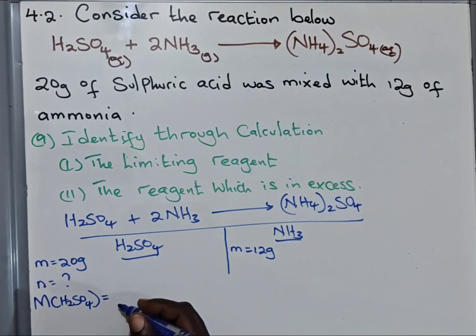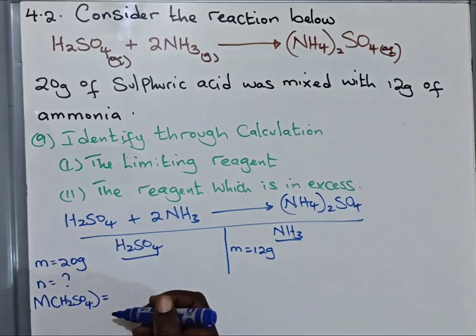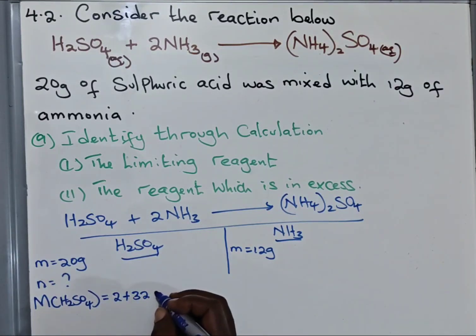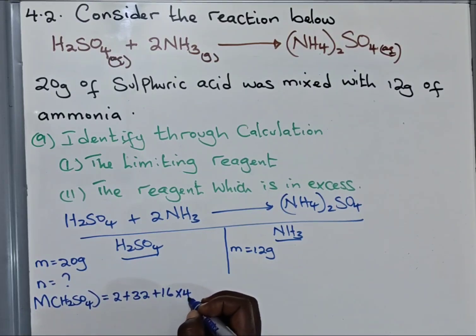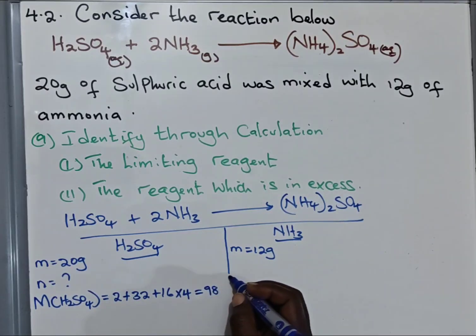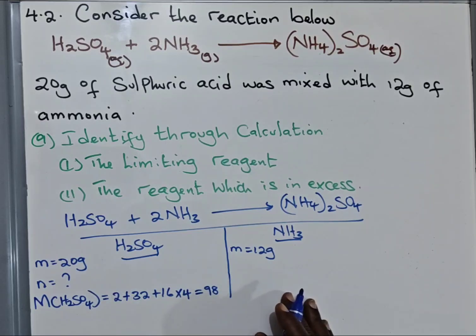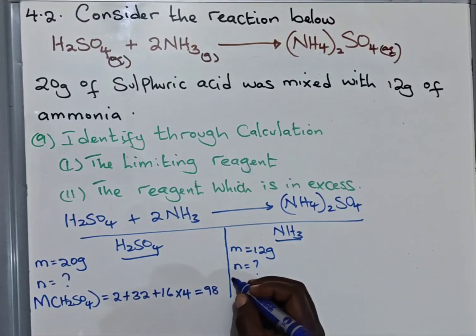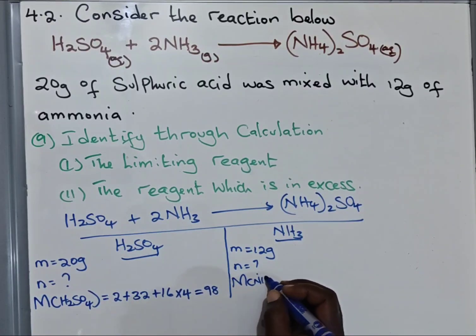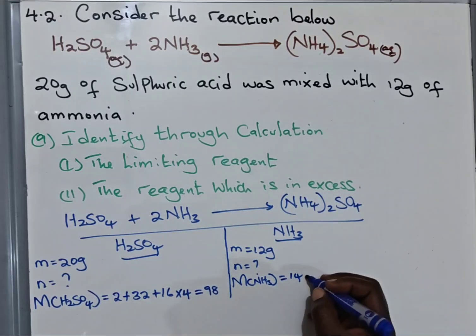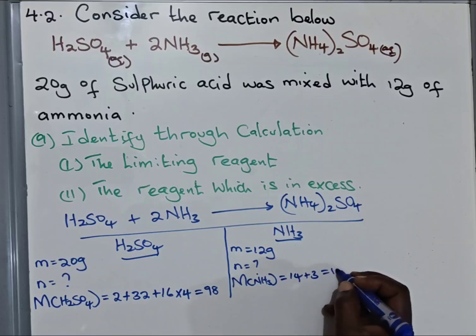which is going to be 2 for hydrogen, 32 for sulfur, and 16 for oxygen, but times 4, giving you 98. Meanwhile, the same applies to ammonia. You are looking for number of moles, but you don't know the molar mass of ammonia. Here it's going to be 14 for nitrogen plus 3, giving you 17.